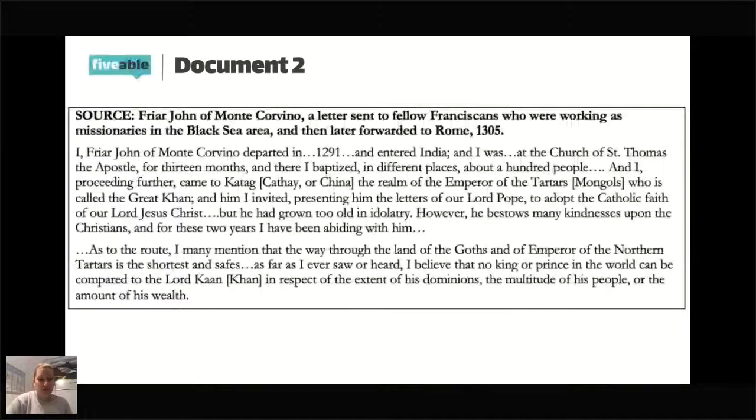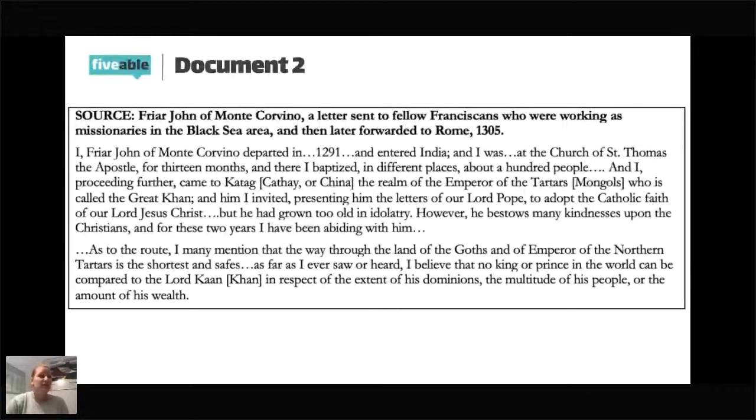So document 2 comes from Friar John of Montecorvino, a letter sent to fellow Franciscans who were working as missionaries in the Black Sea area and then later forwarded to Rome, 1305. All right, so just looking at the source requires you to have some type of background information on these terms. So does if you know what a friar is, that would be helpful. If you know who the Franciscans are, that would be helpful. If you know what a missionary is. All right, so let's just kind of go into the background. Friar, a Christian.